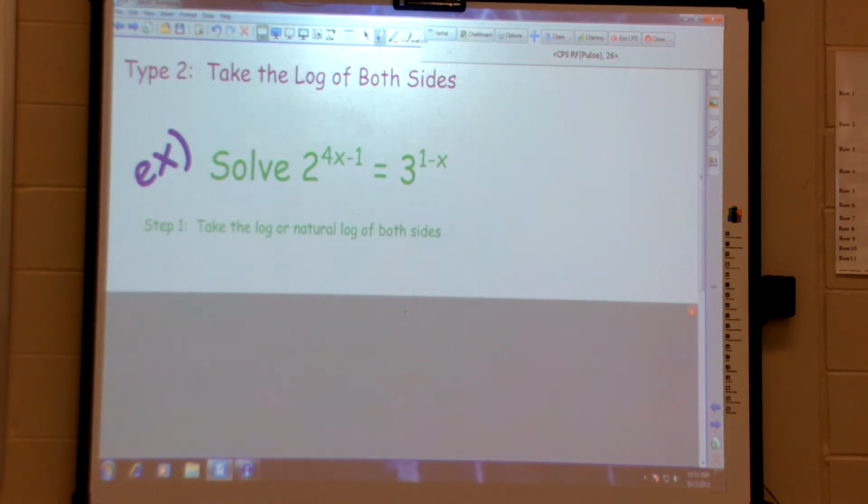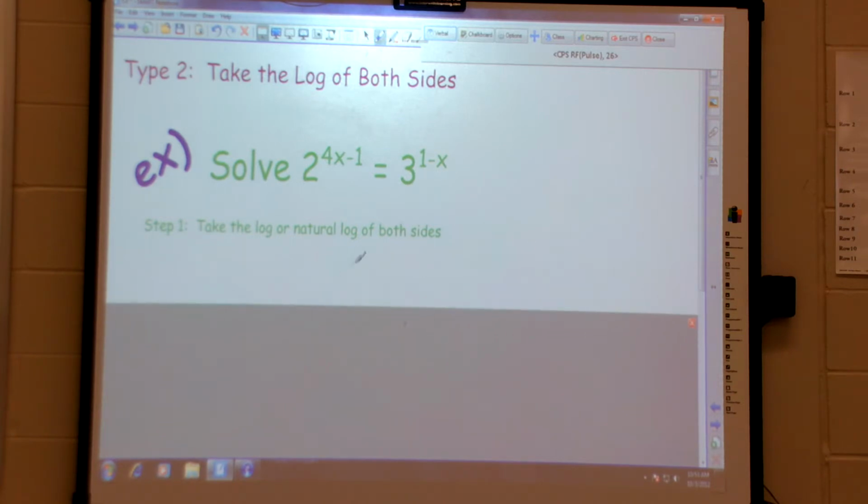So the first thing we're going to do, take the log or natural log of both sides. It does not matter which one. I tend to stick with natural log. For some reason, there's really no reason. You can choose either or. So that will give me, I'm going to take natural log, 2 to the 4x minus 1. Take the natural log of both sides. Does everyone follow that? Yes?